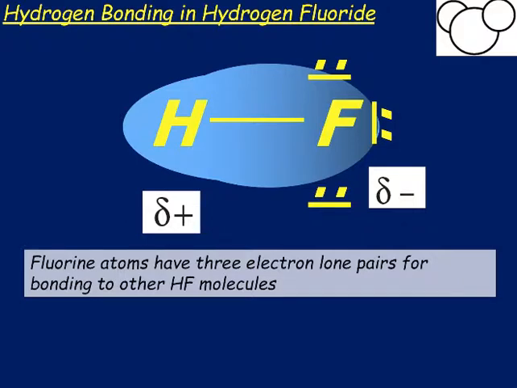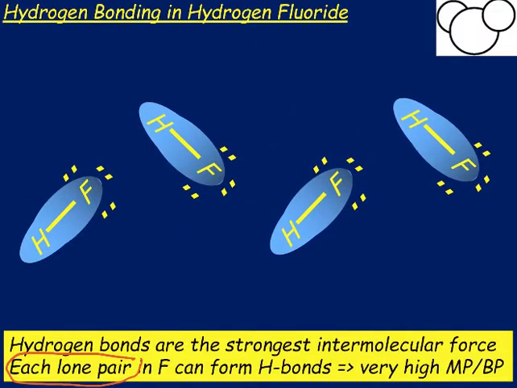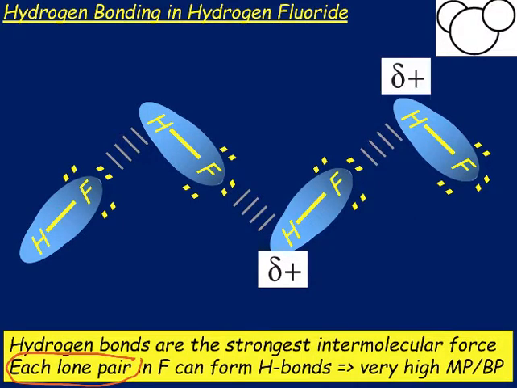So realistically, this little guy down here has a slight delta negative, this has a delta negative, this has a delta negative, and they are now going to be attracted, you'll see it in the next diagram, to other HF molecules. So this is just showing you a whole load of HFs. These are showing you the delta positive portions of your molecule. This dashed line here is your hydrogen bond, your interaction between them.